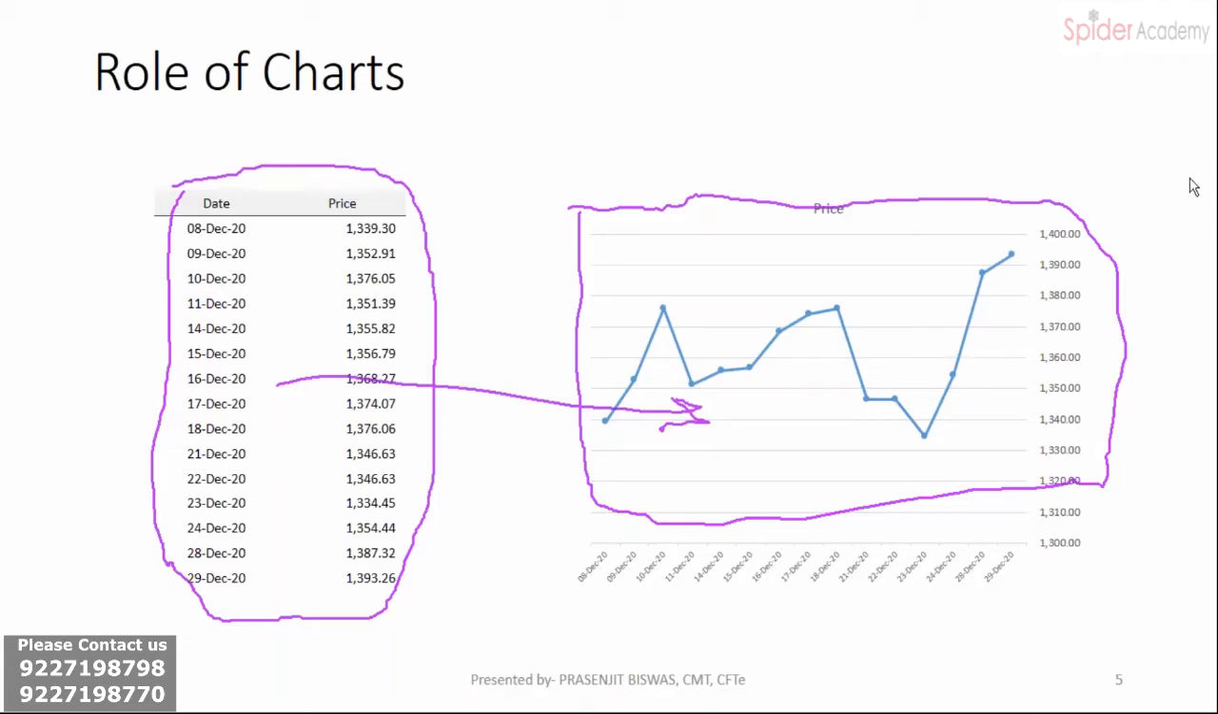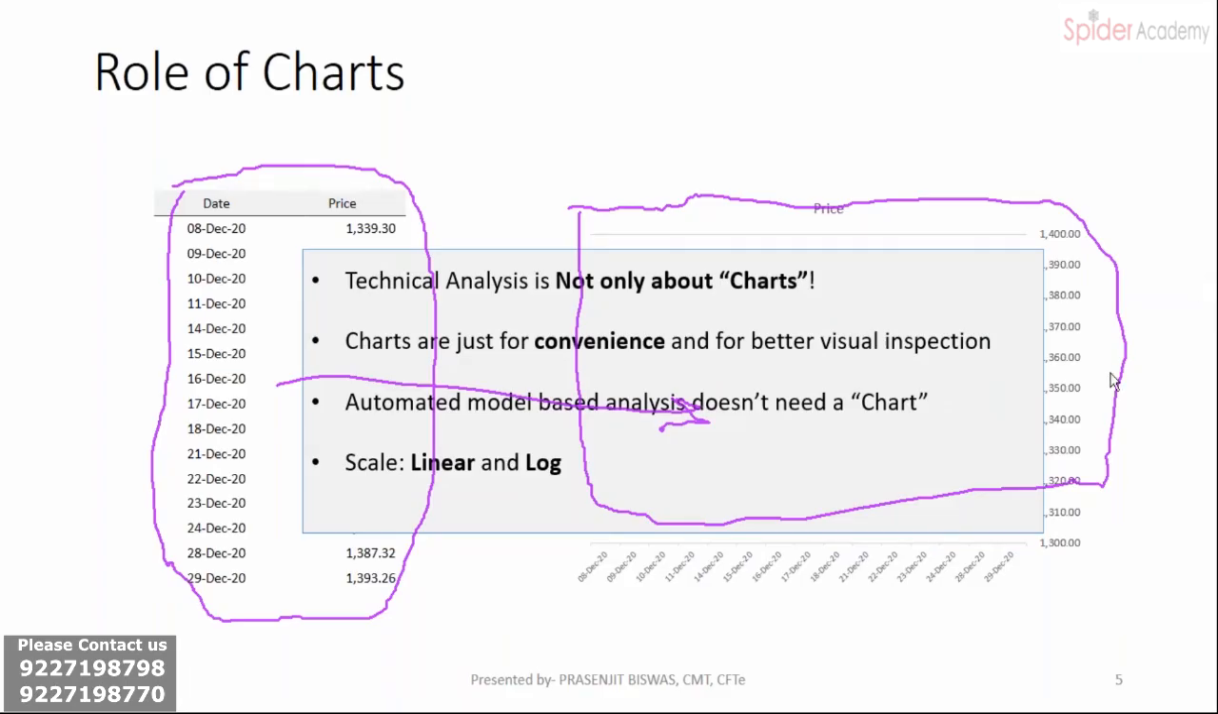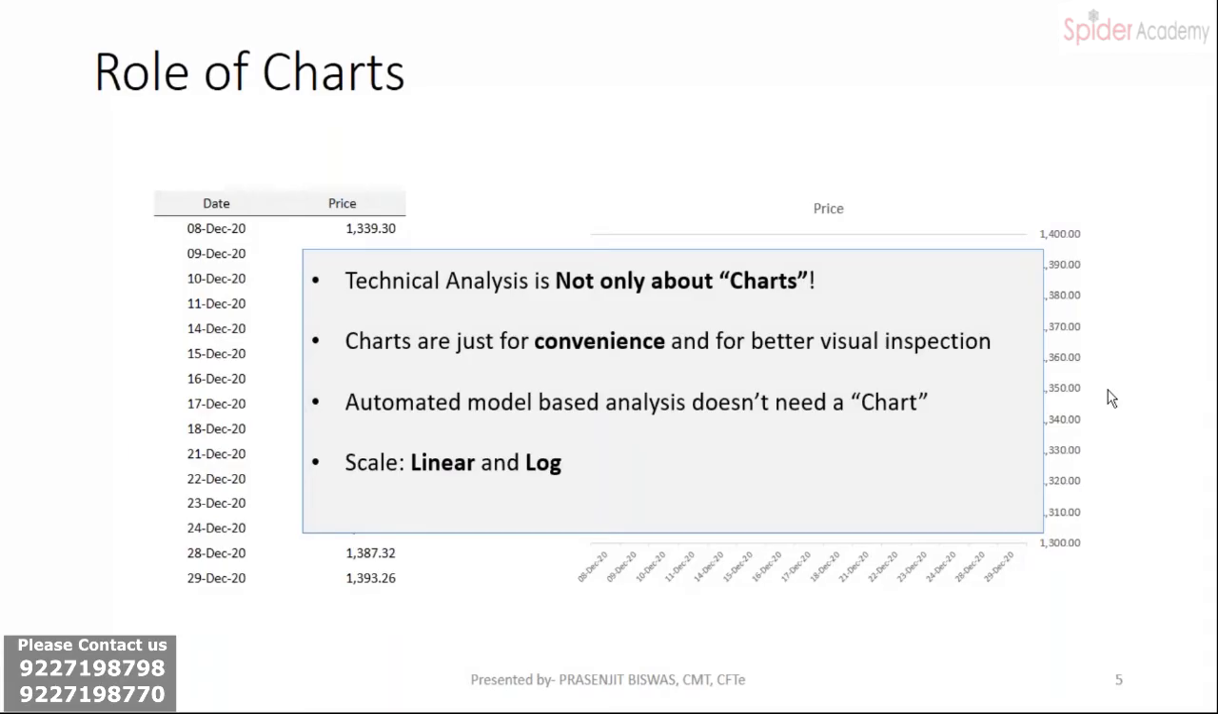So basically, charts are for convenience, right? It is not necessary to always have a chart in front of you if you are using technical analysis. The idea is that charts are for convenience and for a better visual inspection of the price dynamics, and it is not only about charts, right? Because if you look at automated models, which are based on some algorithm or a set of rules or a set of logic to buy and sell, they don't need charts. There you don't need a chart, right? So that is the whole idea. And then of course there are various types of charts, as I said, and in terms of the scale, there is a linear and a log chart as well.